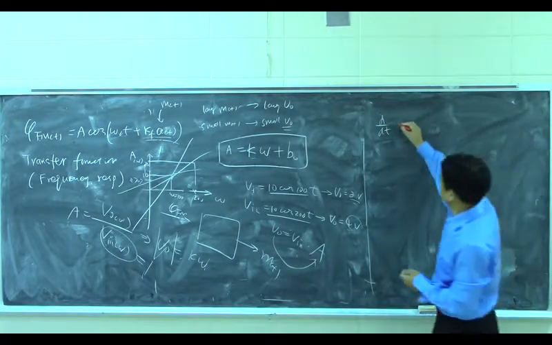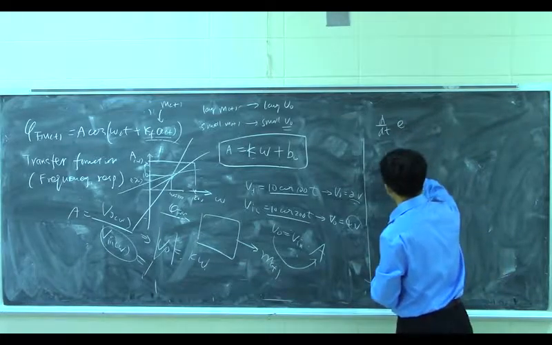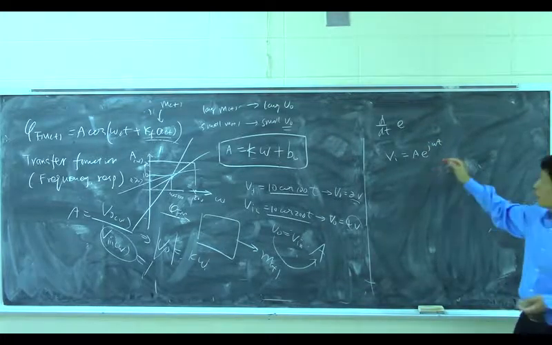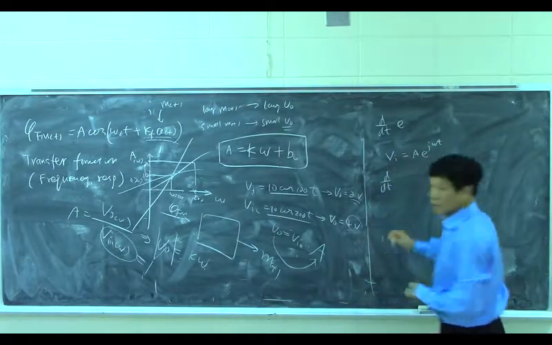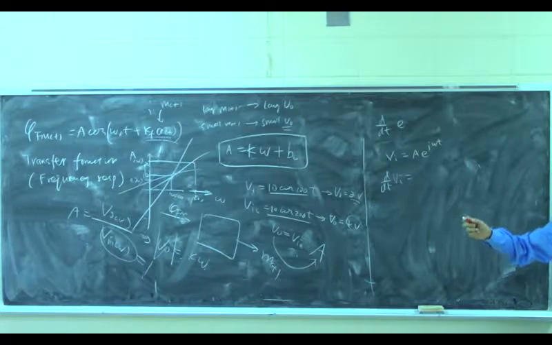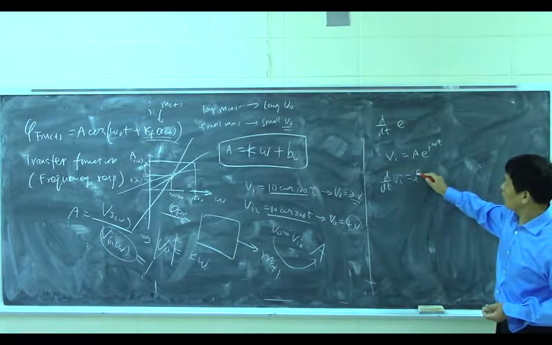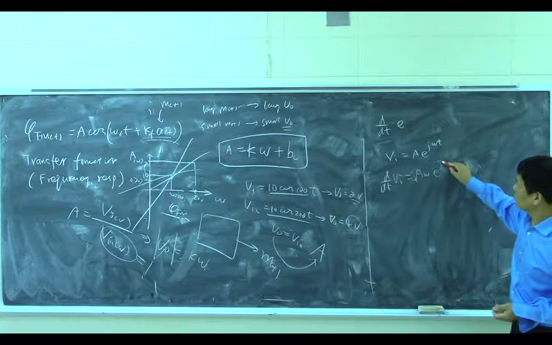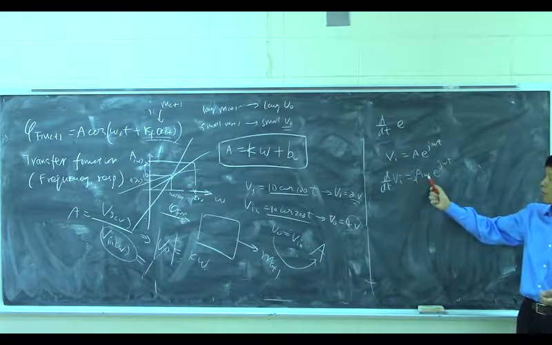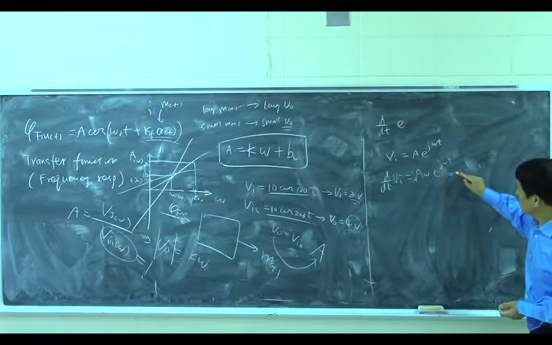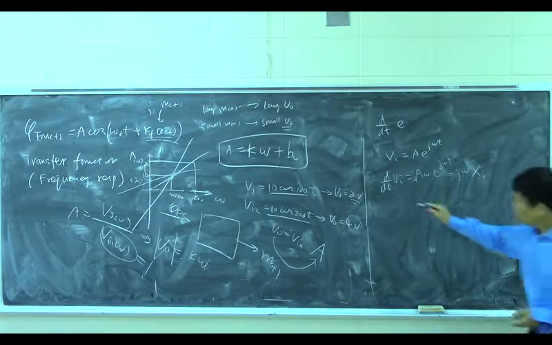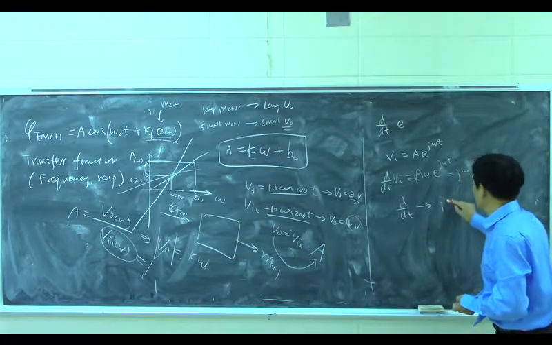Remember this. Suppose your input is vi equals A times e to the j omega t. So suppose our input signal is this. Then d/dt, the differentiation of vi, is A times j omega e to the j omega t. This differentiation is j omega moved to the front, j omega A, this one. So this is j omega times the input. What does that mean? That means d/dt is equivalent to j omega.